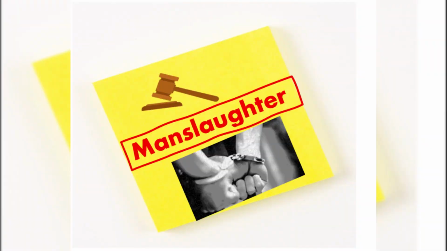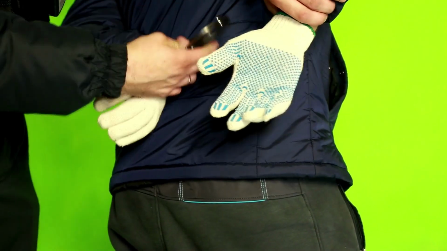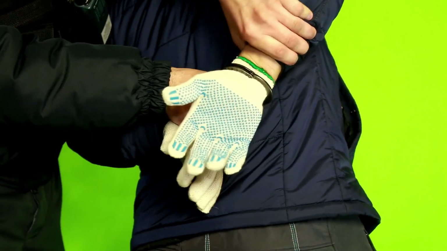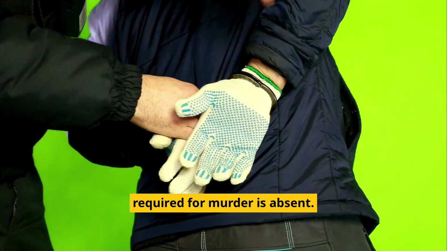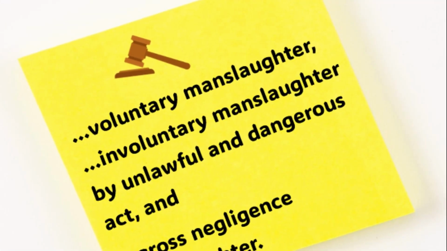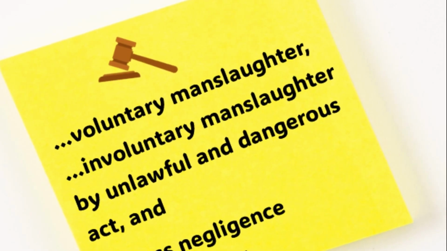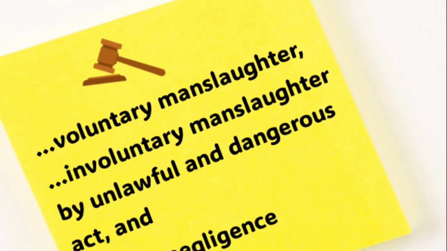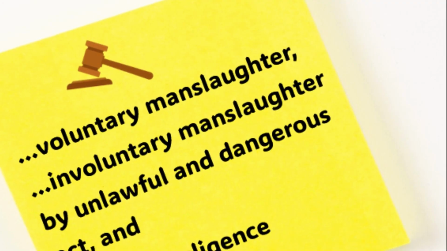Manslaughter acts as a safety valve in the justice system. It accounts for cases where the defendant's conduct is unlawful or grossly negligent, yet the mental element required for murder is absent. There are three main categories of manslaughter: voluntary manslaughter, involuntary manslaughter by unlawful and dangerous act, and gross negligence manslaughter.